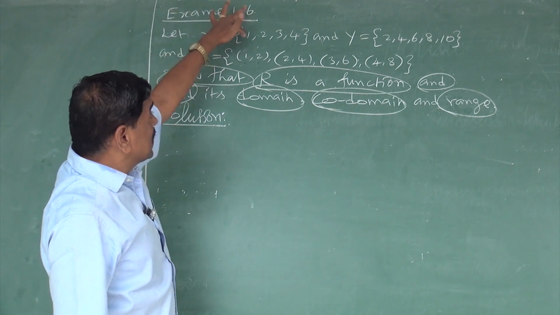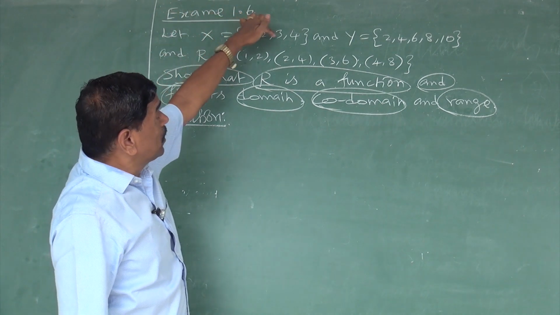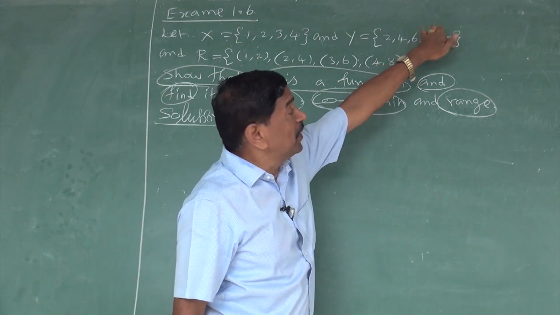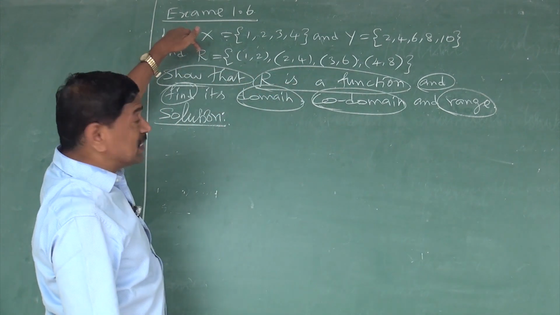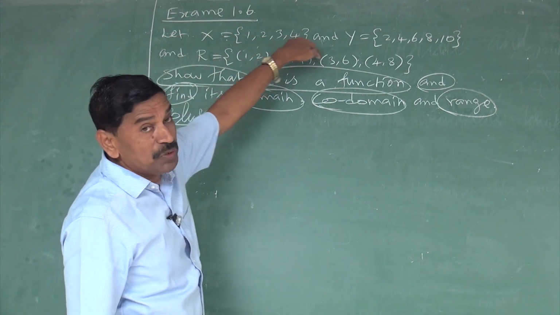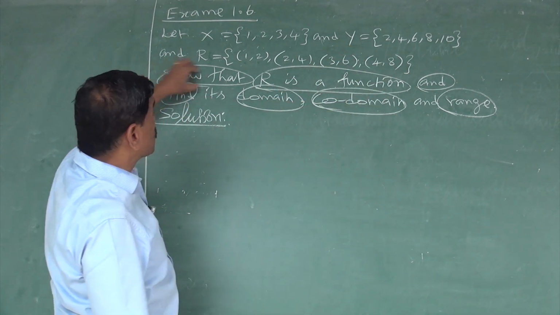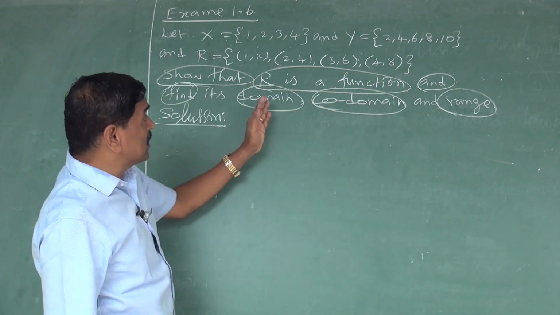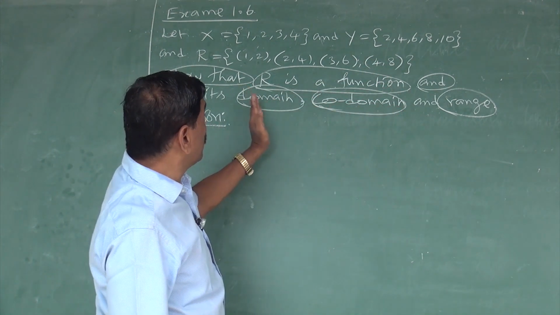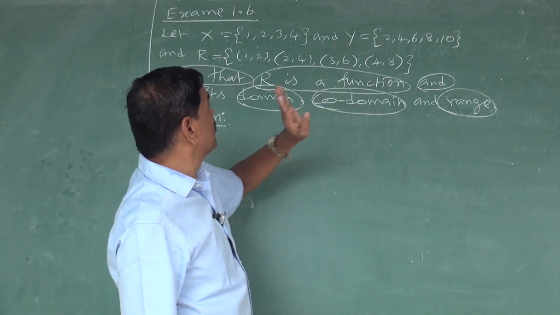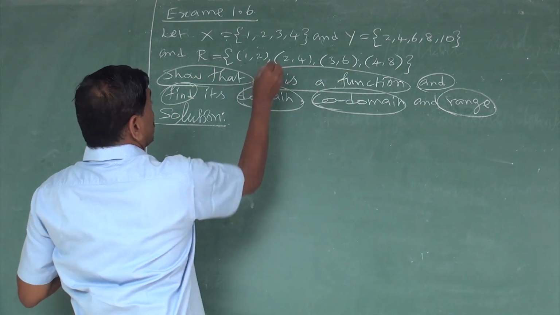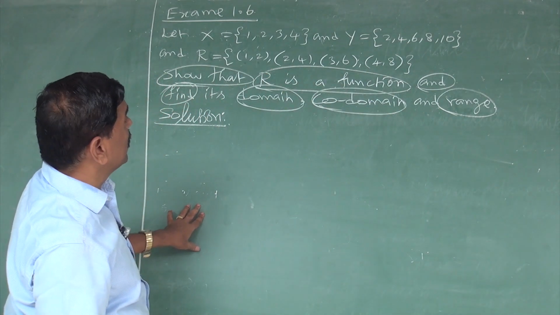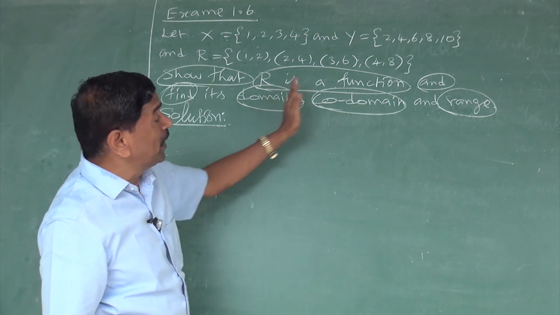Listen again. Let X be a set which takes the values 1, 2, 3, 4, and Y be a set which has the elements 2, 4, 6, 8, 10, and the relation R equal to (1,2), (2,4), (3,6), (4,8), so that the relation R is a function. Find the domain, codomain and range of this function. See here, first we want to prove R is a function. Then, if R is a function, only then can we find the domain, codomain and range.